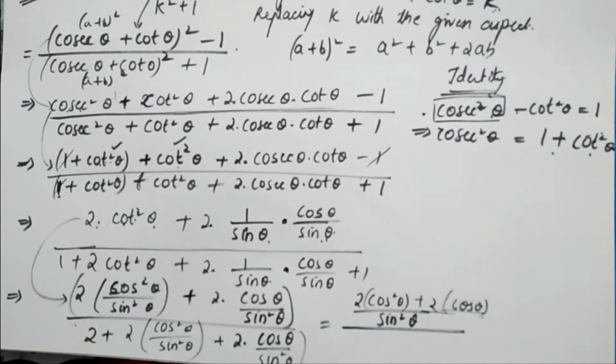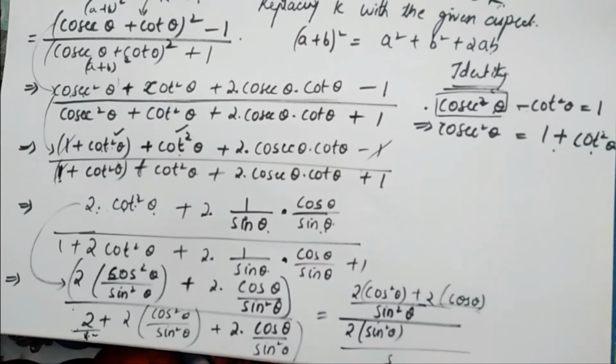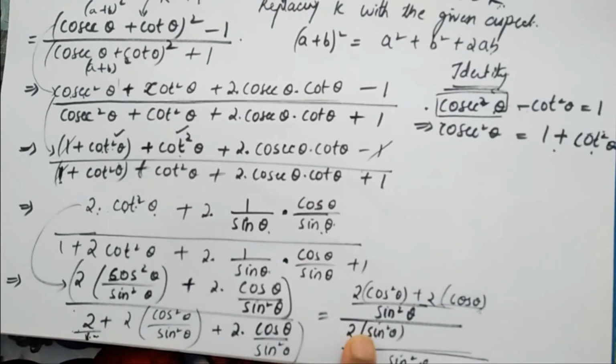Now we'll be solving the denominator. It is 2 into sine square theta. Since this doesn't have any denominator, it has 1, so here we need to multiply it by sine square theta. The LCM is sine square theta here. So 2 into sine square theta is the answer here for the first one.